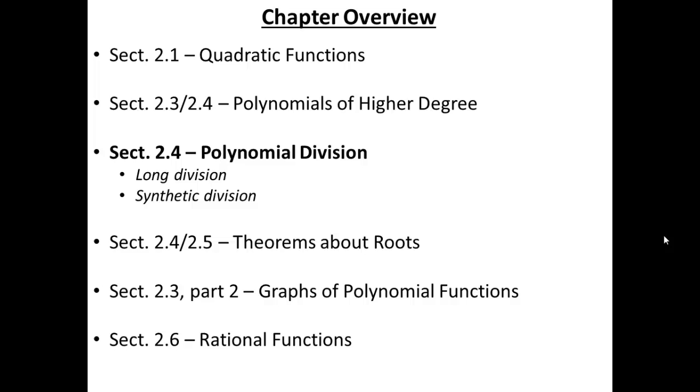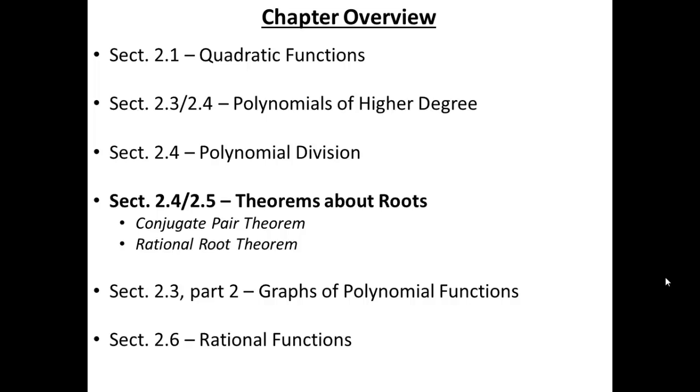You were probably told in your Algebra 2 class that synthetic only applies in certain situations. But I'm going to tell you here how you can actually manipulate whatever situation you're given, whatever the polynomial looks like that you're given. You can manipulate it so that synthetic can be always used. And then once we have polynomial division under our belt, we can finish up talking about solving polynomials of higher degree with our theorems about roots section.